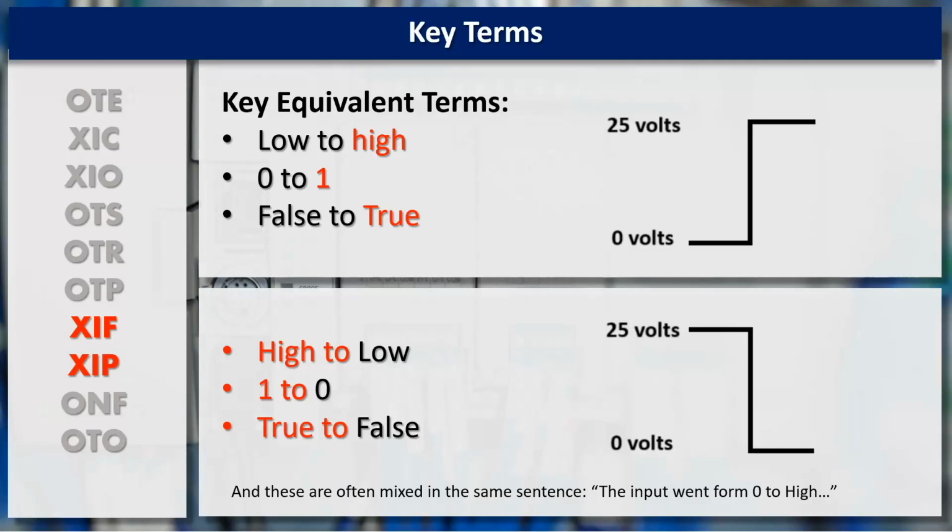And just to make things more confusing, they are often mixed. Oh, it was on and then it went low. It was 0, but now it's off. It's on now. They interchange them. So just be aware we're all talking about the same thing. It's just an argument in semantics.